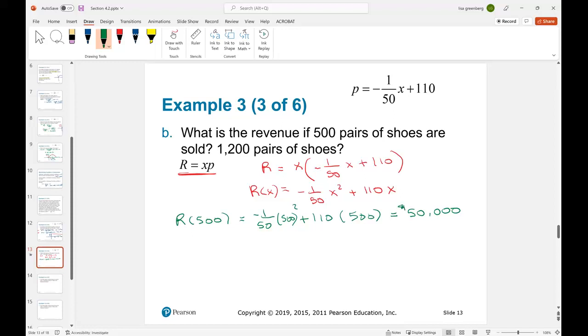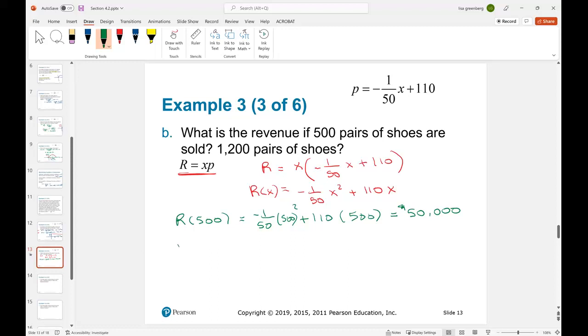That's not my profit. It's not my cost. It's my revenue. If I sell 500 pair of shoes today in my store, at the end of the day, I should have $50,000 in my cash register. Okay, that's basically what that means. How much money is actually coming into the store?